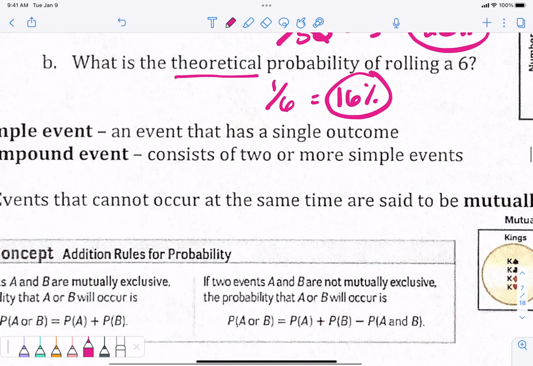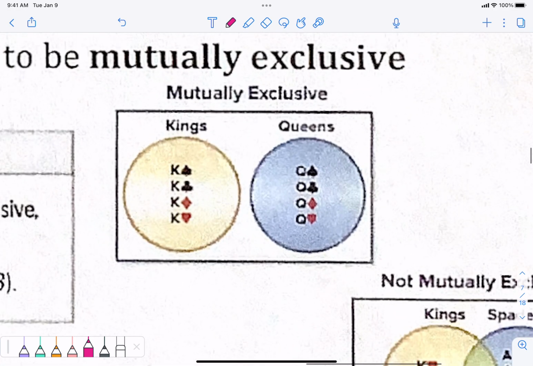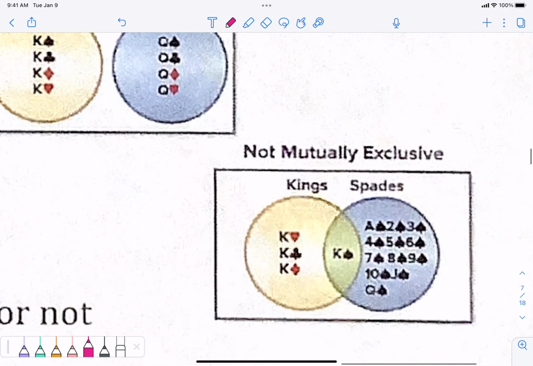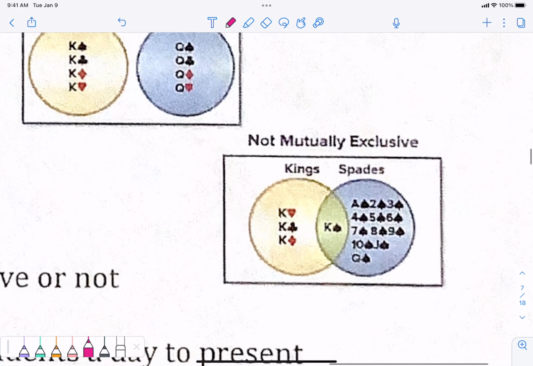All right. Okay. Simple events is what we were doing. Now we're going to transition to compound events, which is kind of like what we were doing yesterday, where I would say we're drawing one card, and I want to know the chances that it's going to be a king or a queen. The chances that it's going to be a king or a spade, right? Those are compound events, all right?